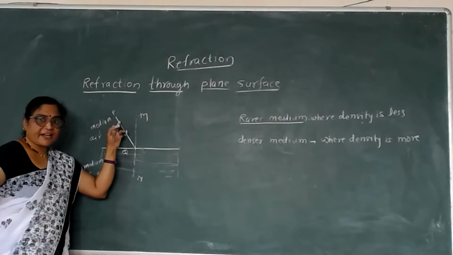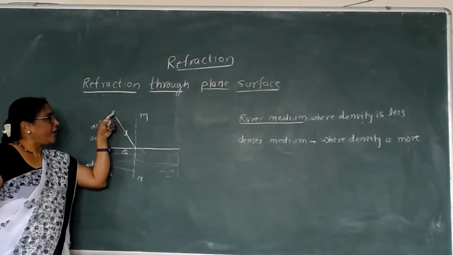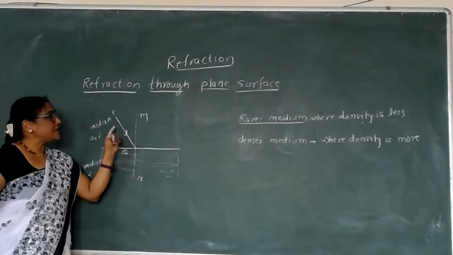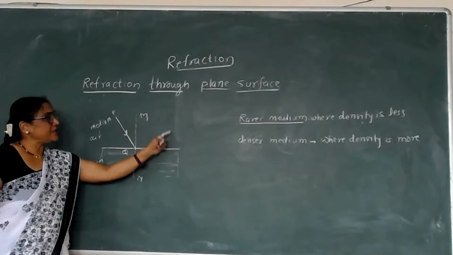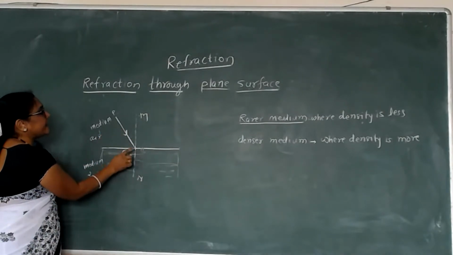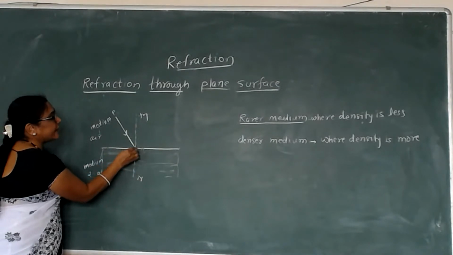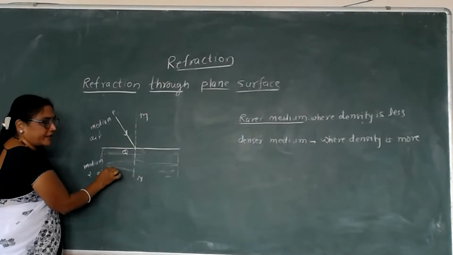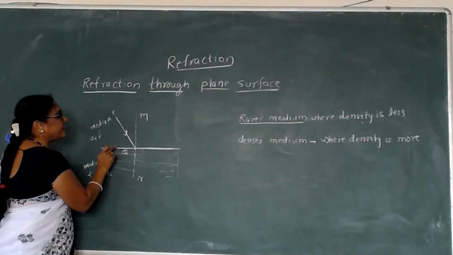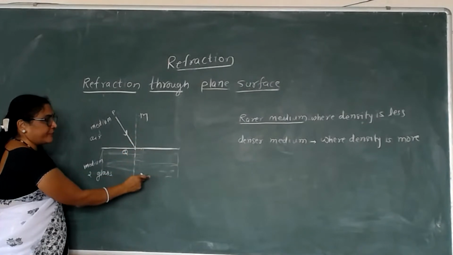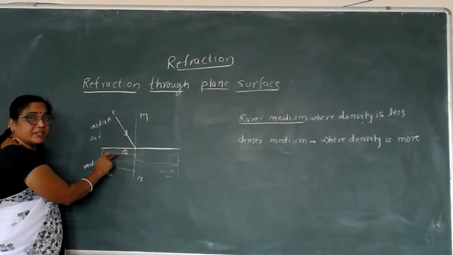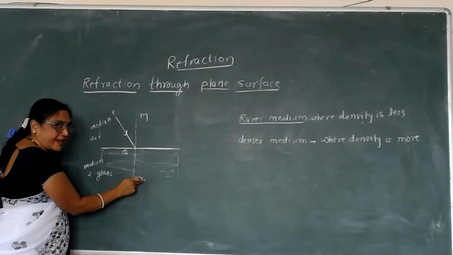So the ray of light passes obliquely and is incident on the glass. This means the ray of light passes from this rarer medium to the denser medium. When the ray of light is incident at this point, this is the interface between the two media. This surface is known as the interface between the two media. So when the ray of light is incident on the interface between the two media, it changes its direction.